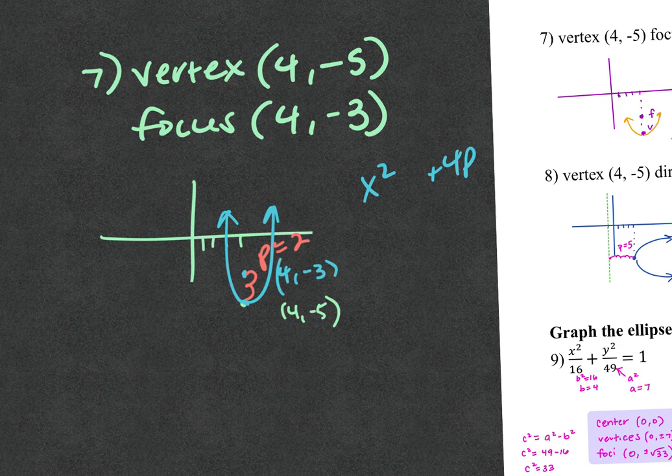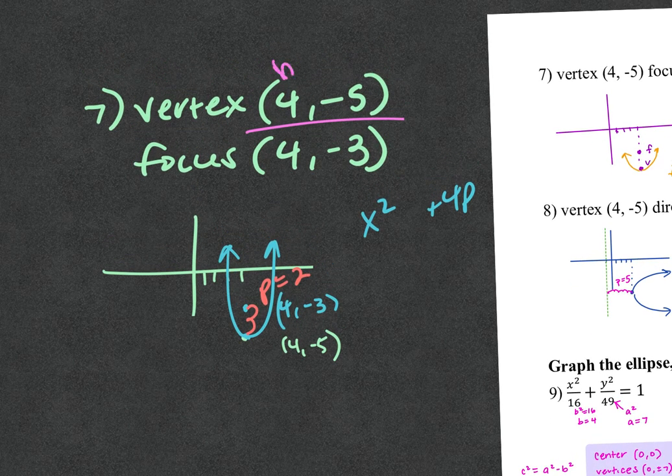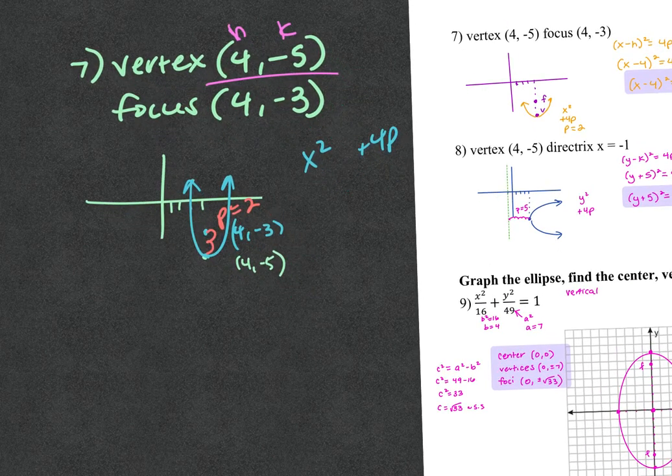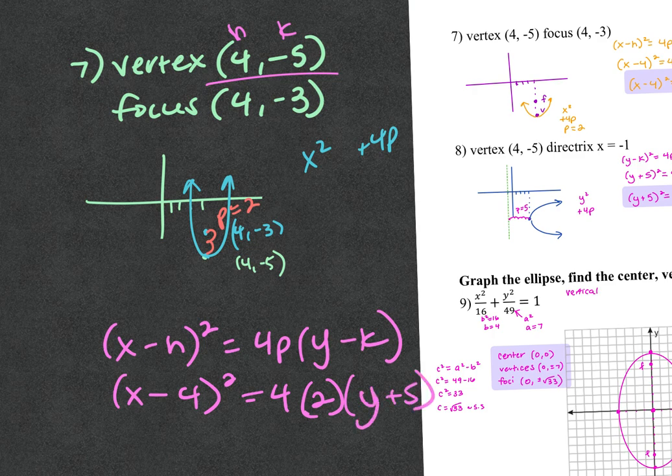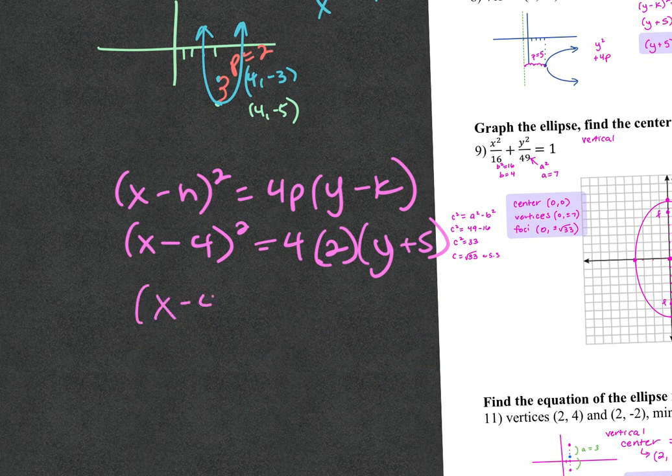So then I have my 4, I have my p, and I have the direction, and I have my vertex, which is (4, -5). So this is my h, and this is my k. And so it's (x minus h) squared equals 4p times (y minus k), and then I plug in all the information. So x minus the h is 4, that would be squared. 4 times p, we just said was 2, and it's positive because it points up. y minus a -5 becomes y plus 5. And I get (x minus 4) squared equals 8 times (y plus 5).